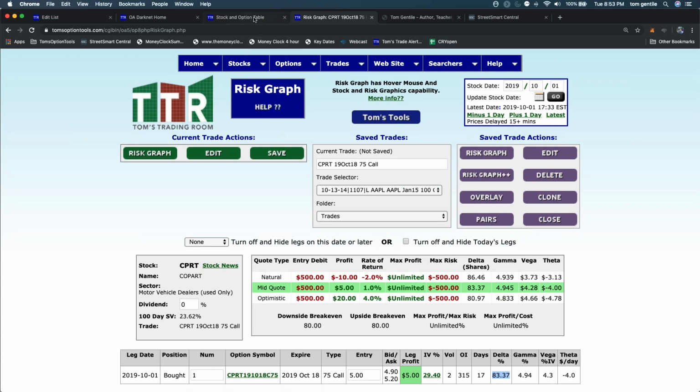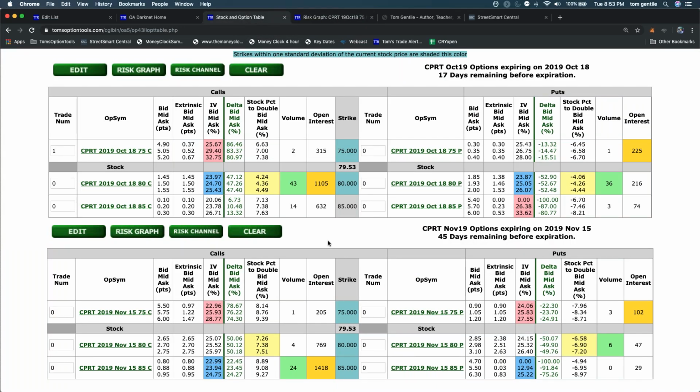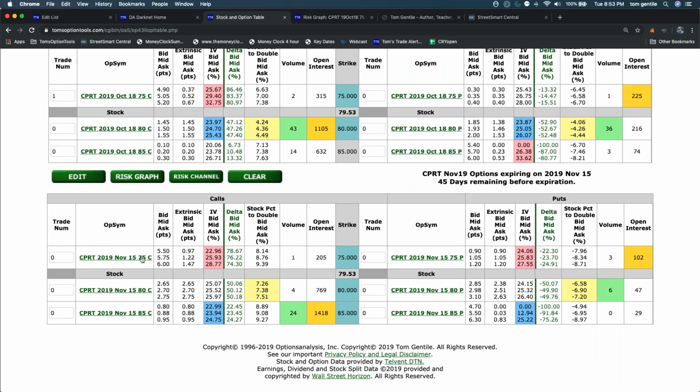Now, if you want a little more time, let's go back to the option table for a moment. Then might I suggest the November options? Now, you can't get the November 75 calls for $5. They're trading 5.50 by 6. That's a fairly wide bid-ask spread anyway. But if you look here, the November 80s, which are 2.65 by 2.75, that's not bad.